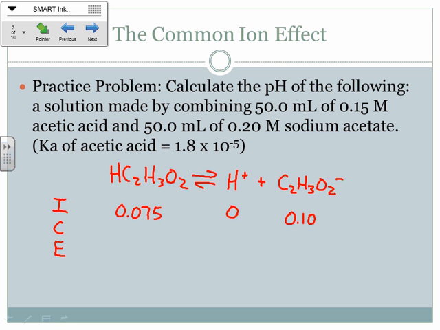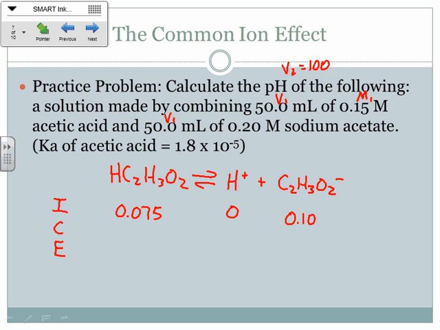All right. So this is your V1. This is your M1. Your V2 is 100 milliliters once you add the two together. And then you should be able to solve for your M2 on the acetic acid. Then you do the same thing again for the sodium acetate.